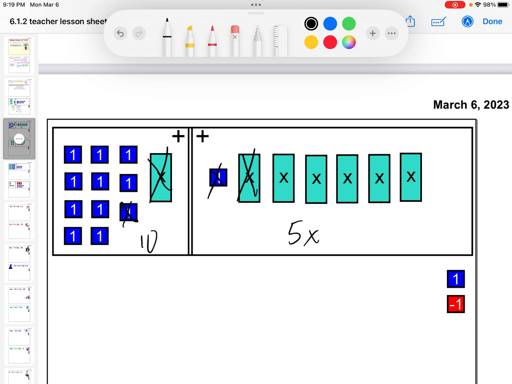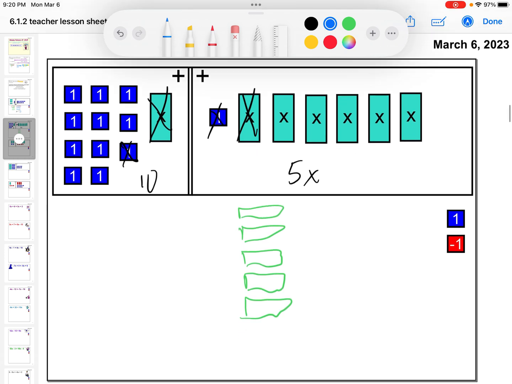You're probably starting to figure out where this could go, because I have my 5 x tiles, 1, 2, 3, 4, and 5. And let's spread out the 1-unit tiles with the x tiles so that I can figure out what each x tile is worth, right? So 1, 2, and I'm going to repeat that, right?